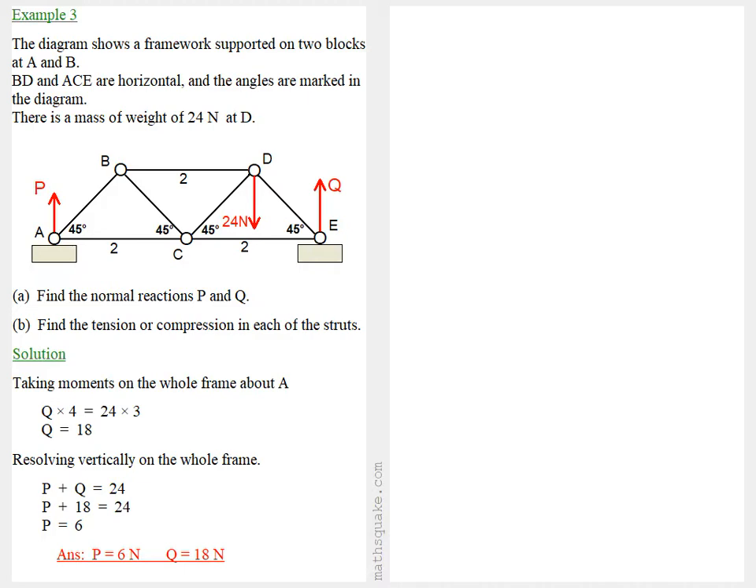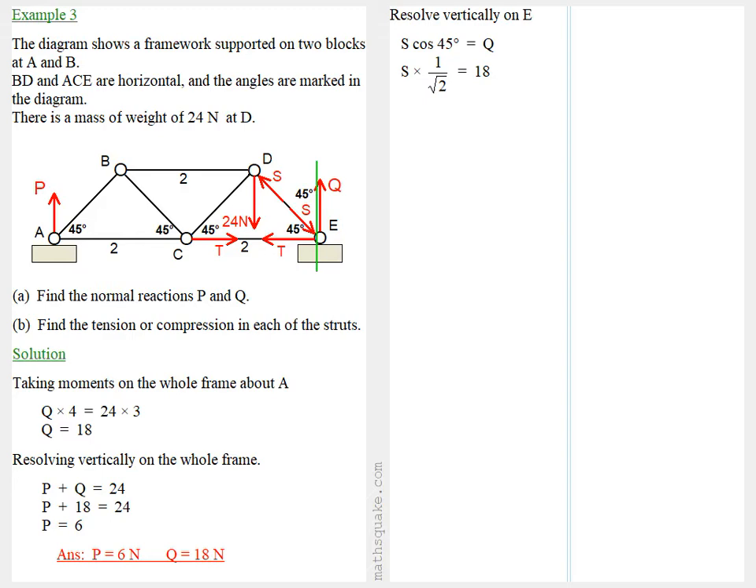Well, we can draw in the forces in DE, and we can call them S. We can also draw in the forces in CE. We can call those T. We can now resolve vertically on E. The vertical component of S is S cos 45, and that's equal to Q. So S times 1 over root 2 is equal to 18, which gives us S is equal to 18 root 2.